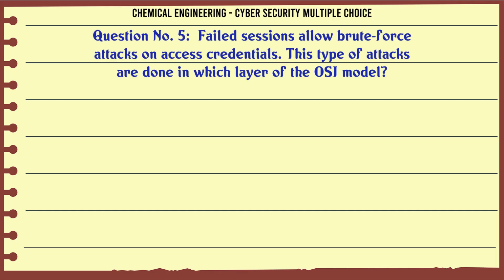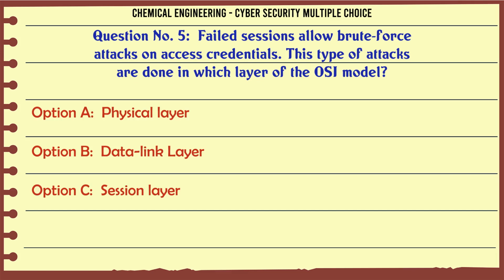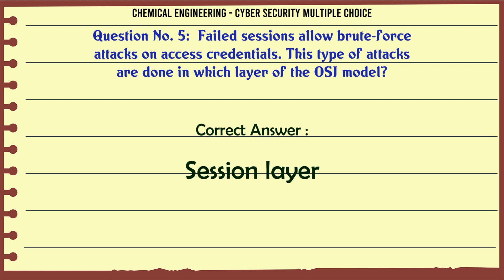Failed sessions allow brute force attacks on access credentials. This type of attack is done in which layer of the OSI model? A. Physical layer. B. Data link layer. C. Session layer. D. Presentation layer. The correct answer is session layer.